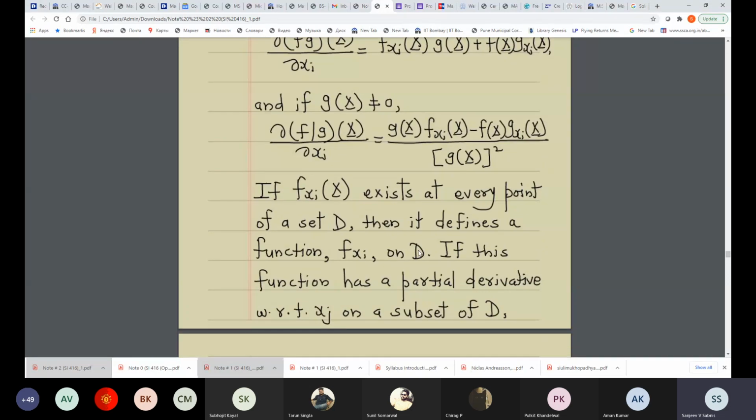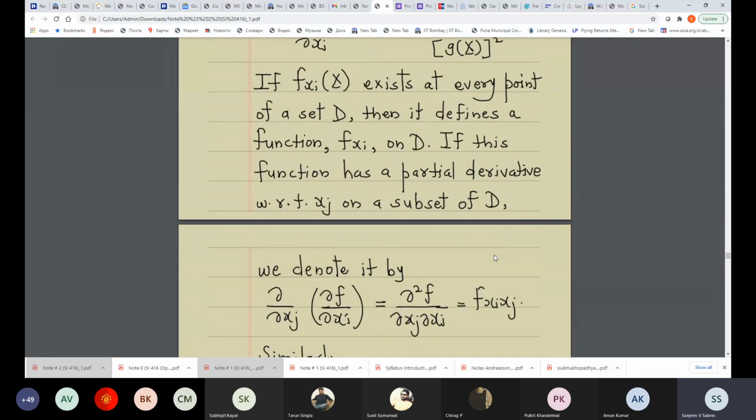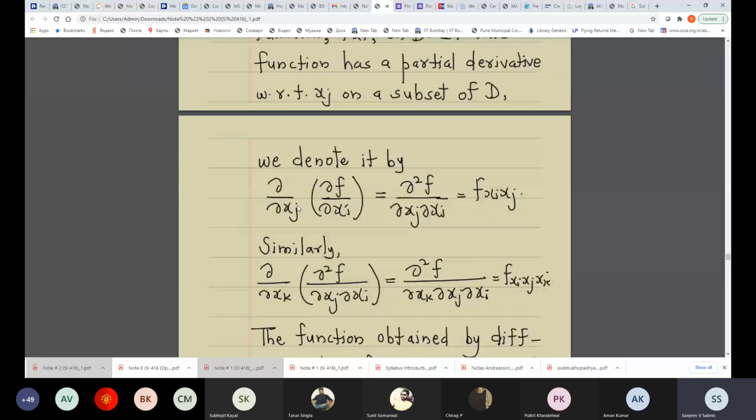Okay. All right. Now, if the partial derivative of f with respect to the ith component of x exists at every point of a set D, then it defines a function f_xi on D. If this function has a partial derivative with respect to xa, a coordinate of the vector x, on a subset of D, then we denote it by this. This is to be looked upon as a function whose domain is D, and the partial derivative of this with respect to xa is denoted by f_xi xa.